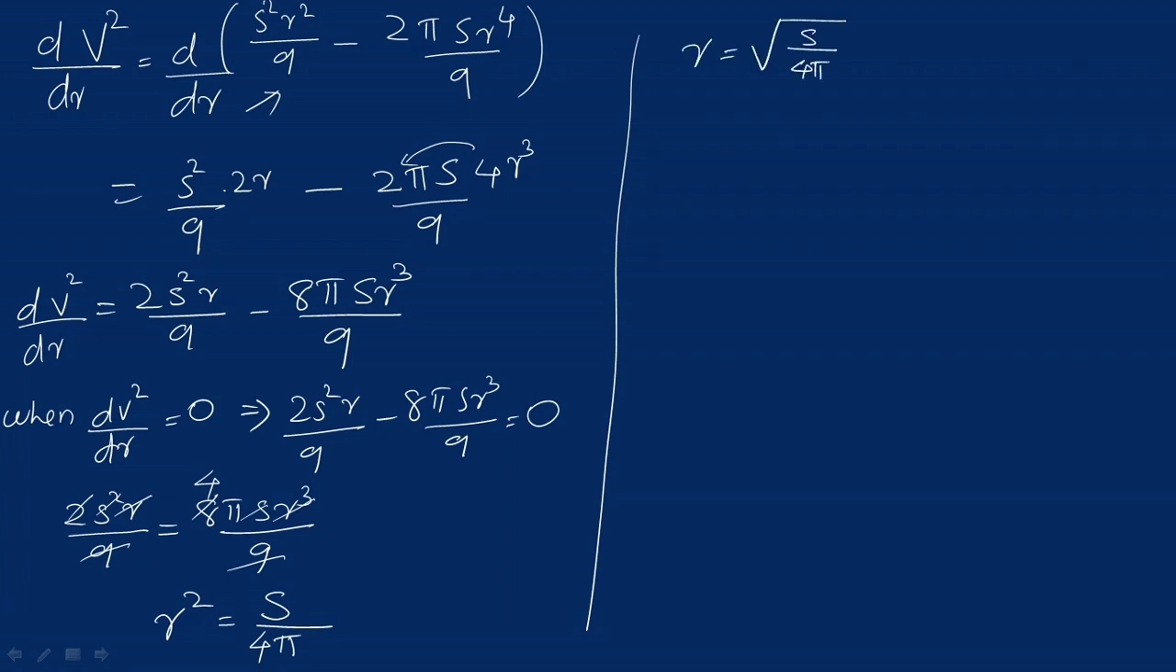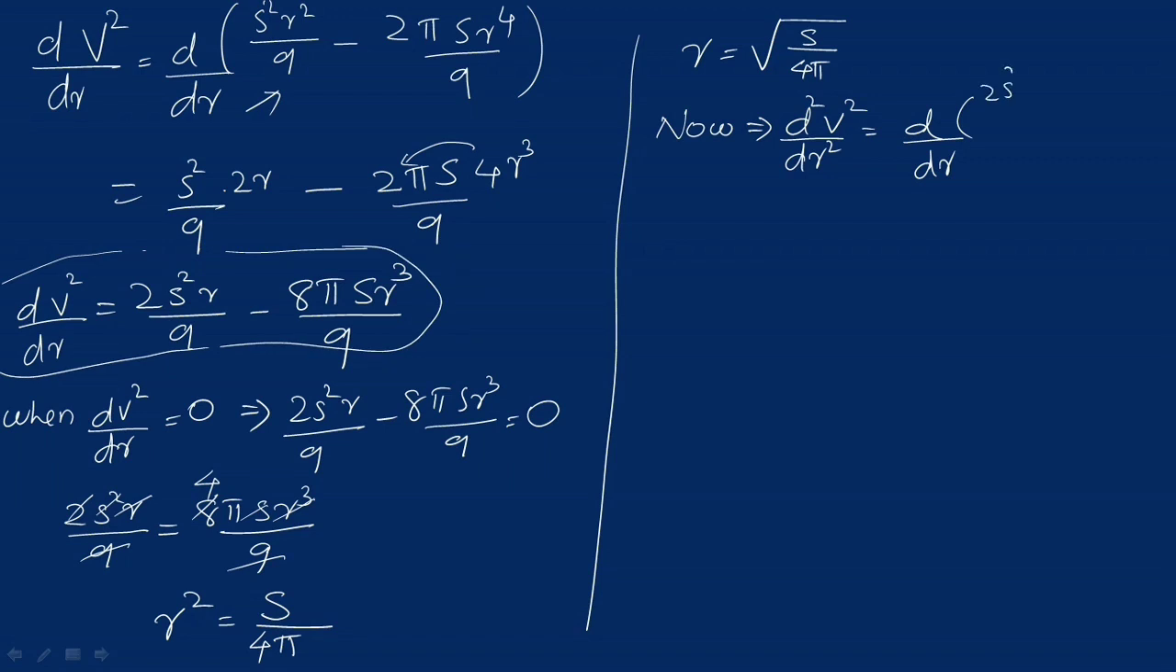So we have got what is r square. So what is r? Then it is root of S by 4 pi. Now we are finding the second derivative, that is d square by dr square of V square, that is d by dr of 2S square r by 9 minus 8 pi S r cube by 9.